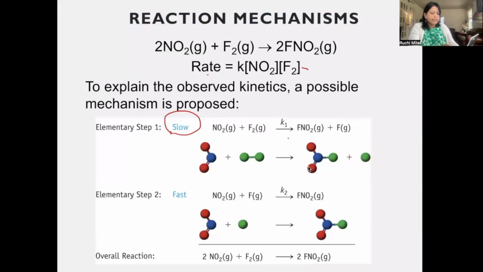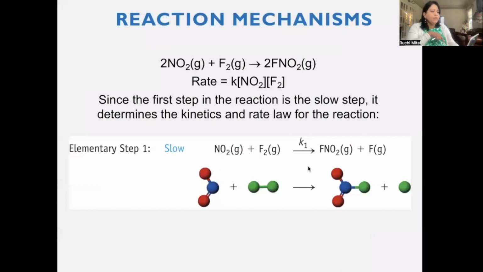This is your fastest step. This is your overall reaction. So if they gave you this, you will be able to write down the rate law based on the elementary steps that they have given. Now, if you look at this equation, since the first step in the reaction is the slowest step, it determines the kinetics and the rate law of the equation.